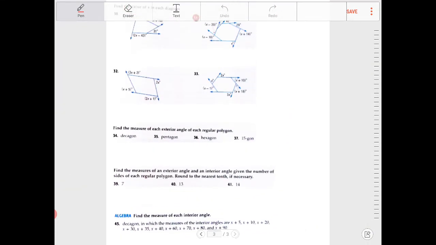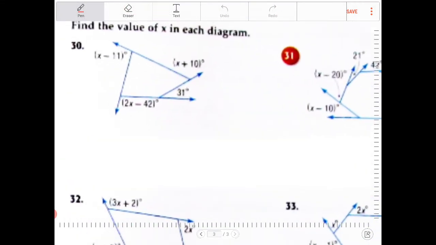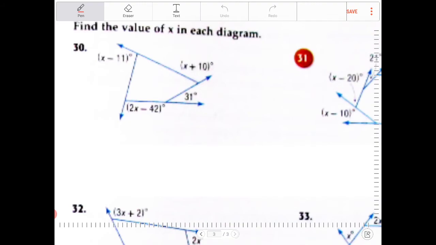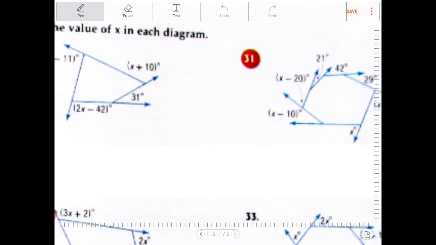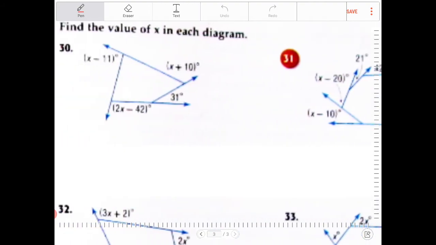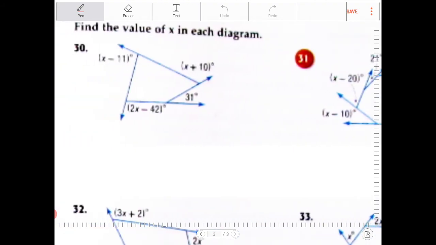All right. Last page. Find the value of x. I want to add up all the exterior angles. So here in this case, I take x minus 10. I'm sorry, x minus 11. 2x minus 42. x plus 10 and 31. Add it all up. This should all equal 360.